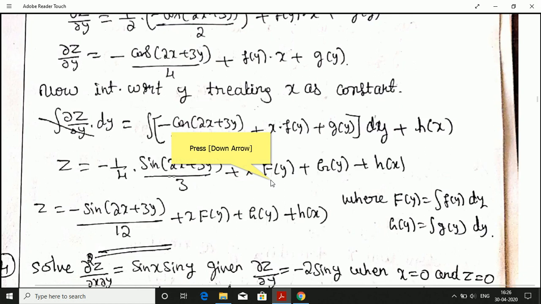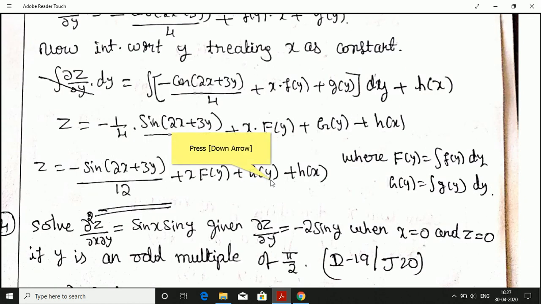Integral differential gets cancelled. Z is equal to minus 1 by 4 constant, integration of cos of 2x plus 3y with respect to dy is sin of 2x plus 3y divided by 3, plus x constant, integration of small f of y is capital F of y that I have written, because a particular function we don't have, only f of y is there, so its integration we can write as capital F of y, plus integration of g of y with respect to dy is capital J of y, plus h of x is the constant of integration.